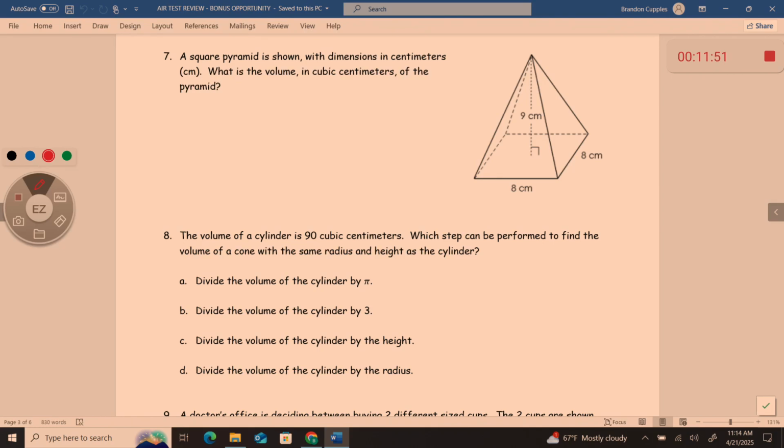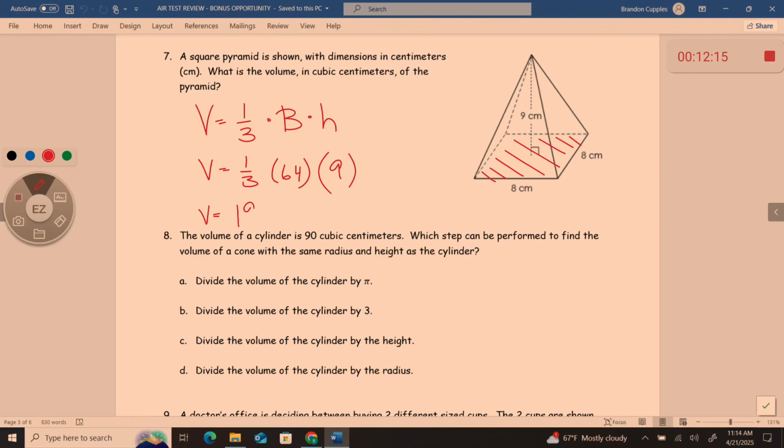Okay, so again, volume equals 1/3 times the base area times height. What's the area of the base? Well, the area of the base would be 8 times 8, which is 64. Okay, 1/3 of 64. And the height is 9. If you plug that into your calculator, the overall volume is going to be 192 cubic centimeters. That would be the volume of that pyramid right there.